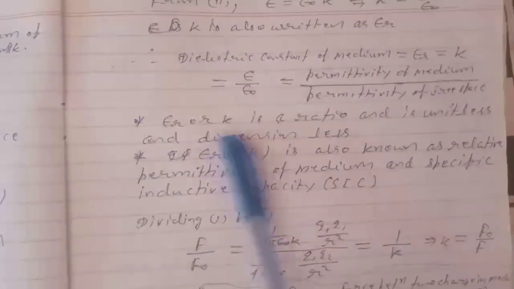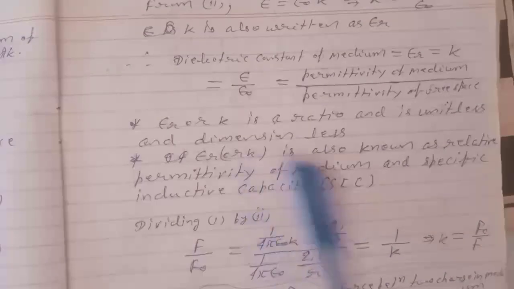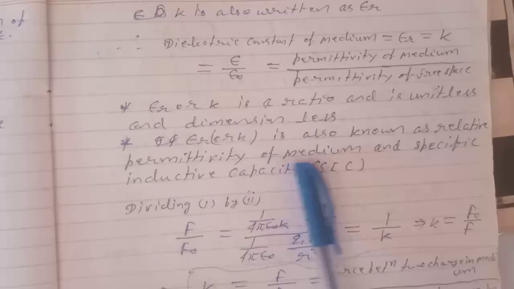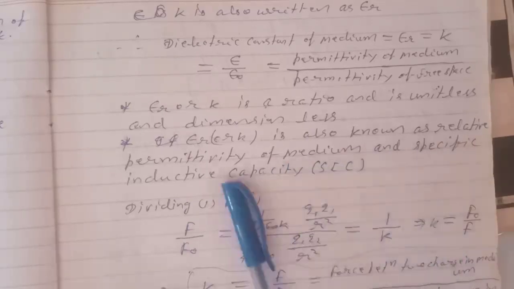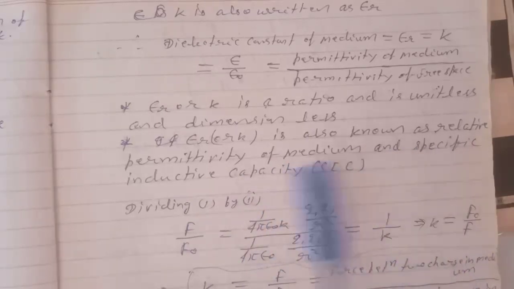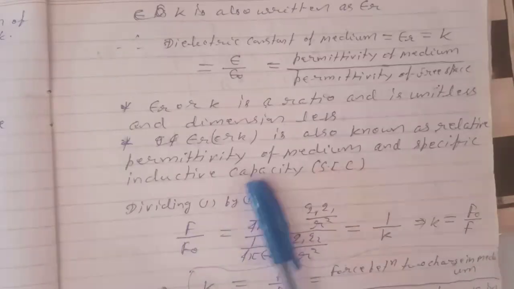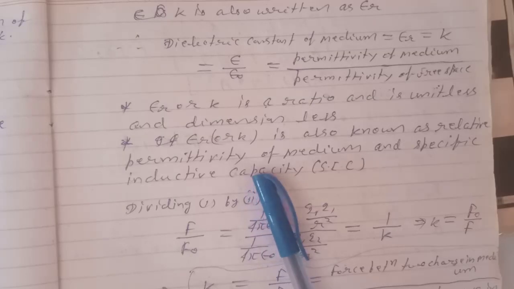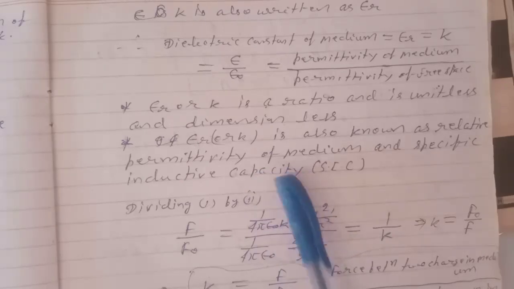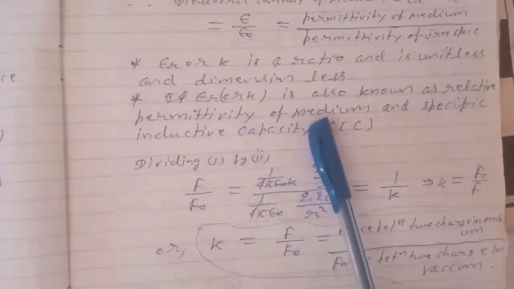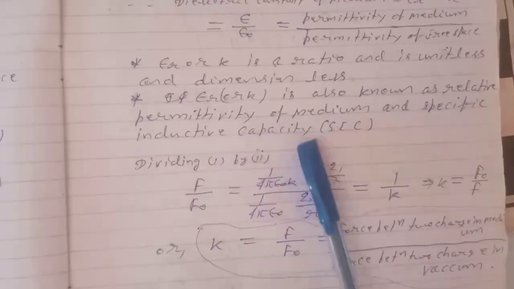Epsilon r or K is a ratio and is unitless and dimensionless. Epsilon r or K is also known as the relative permittivity of the medium and the specific inductive capacity, SIC. So the dielectric constant is also known as the relative permittivity of the medium or the specific inductive capacity. So it has three names. First is dielectric constant, second is relative permittivity of the medium, third is specific inductive capacity.